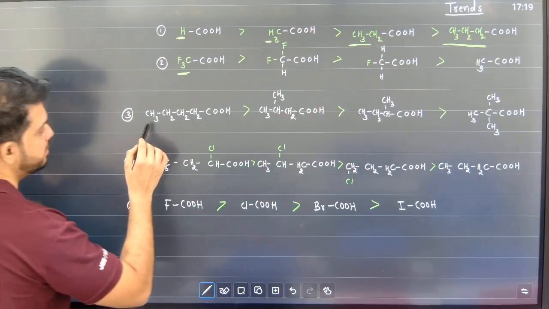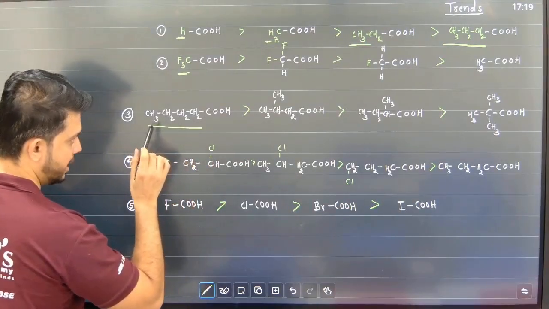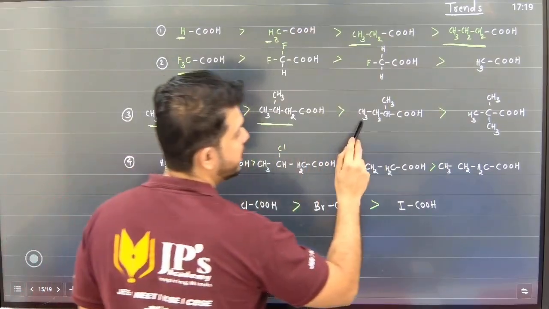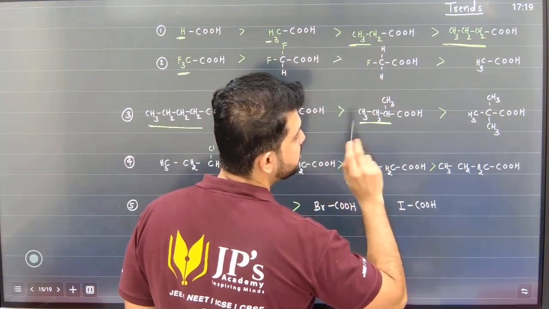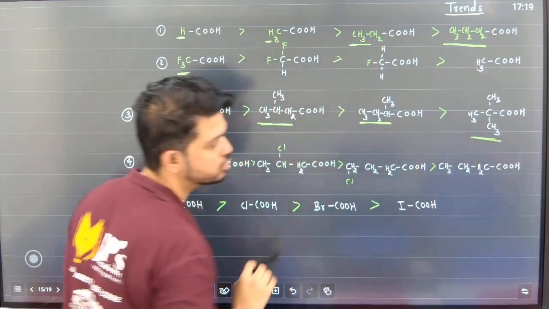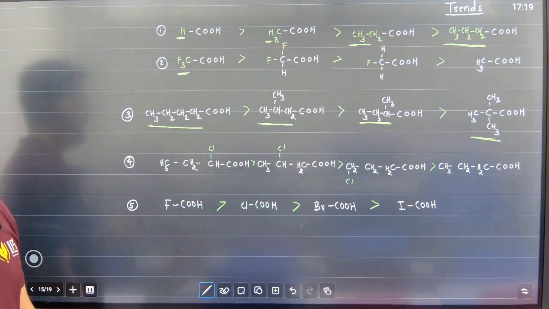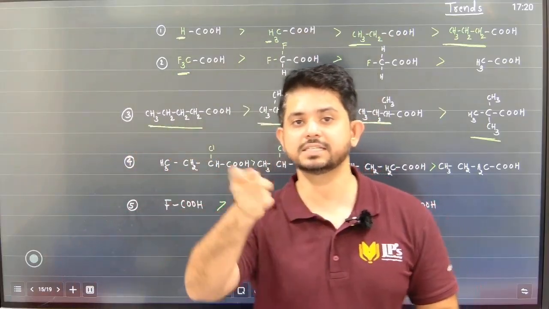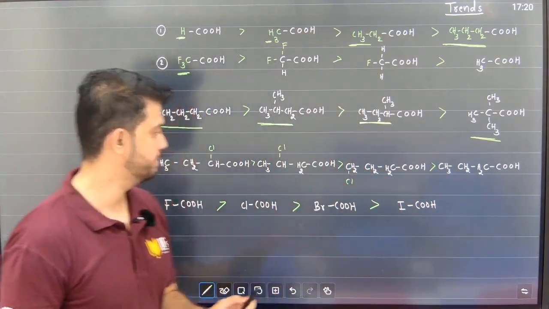Similarly, in the third trend, people, if you see here also plus I, this plus I will be stronger than this plus I. This alkyl group's plus I will be more stronger than this. And last, this group will have the strongest plus I. As the electron donating tendency will increase, acidity will decrease.